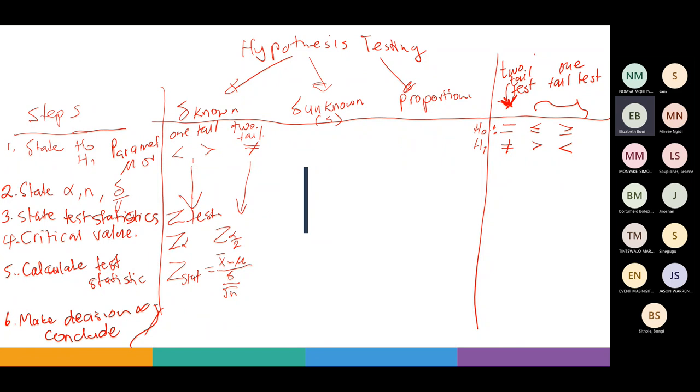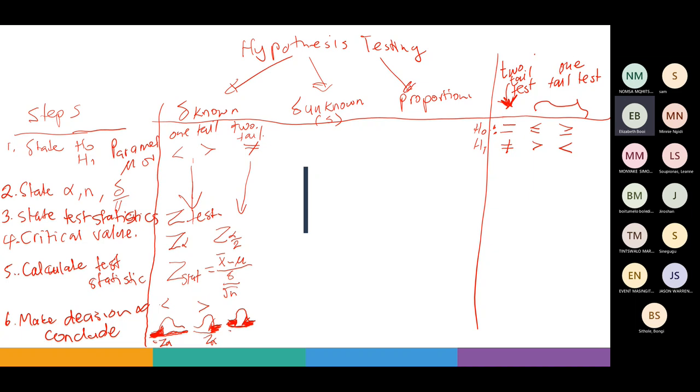Let's assume the first one we're going to use is the less than. To make a decision for the less than, you draw a normal distribution curve that looks like this. Because it's a less than, your region of rejection will be on the negative side, so you're going to have your negative Z alpha there. If your alternative was a greater than, then your region of rejection will be at Z alpha. If it's a two-tail, then your region of rejection will be on both sides.